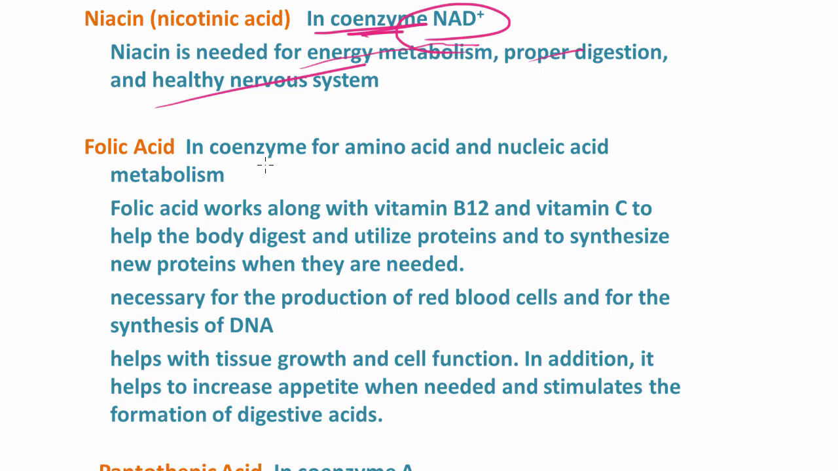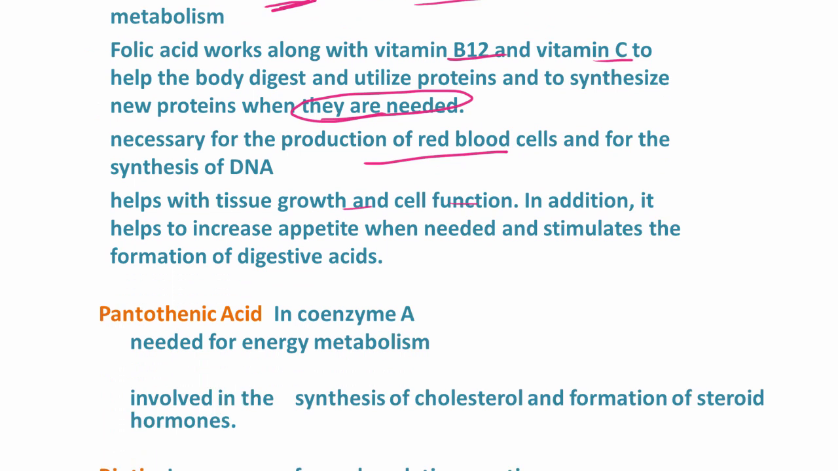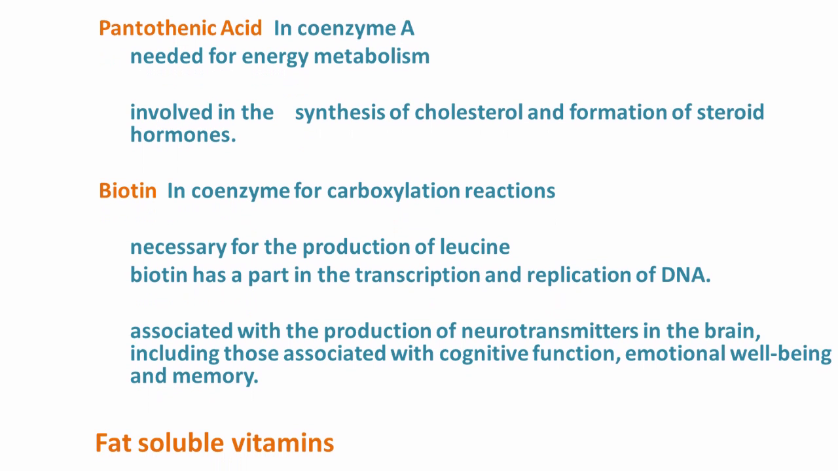Folic acid. This is in a coenzyme for amino acid and nucleic acid metabolism. It works along with vitamin B12 and vitamin C to help the body digest and use proteins and to synthesize new proteins whenever they're needed. It's necessary for the production of red blood cells, and it's also important for DNA synthesis. It is helpful with tissue growth and cell function, and it helps to increase the appetite when needed, and also helps stimulate the formation of digestive acids.